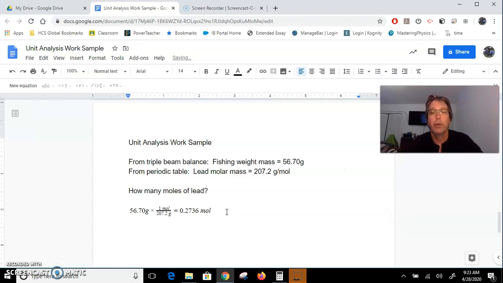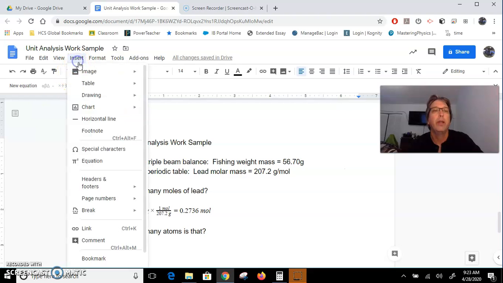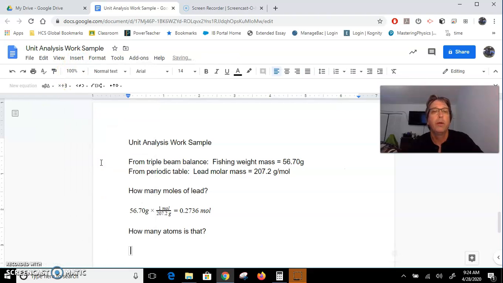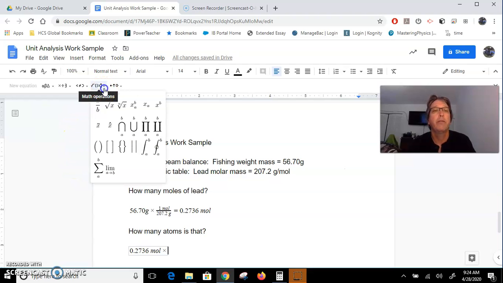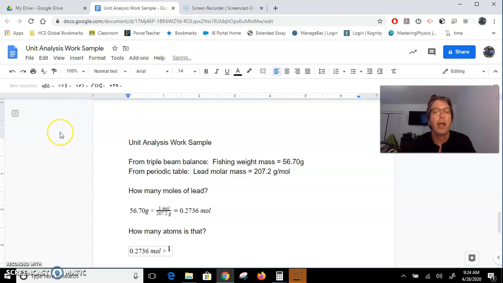Okay, so that's how we would type that in. Now, a lot of times that's not enough, and we'll ask the question, how many atoms is that? Well, we can figure that out also. All we have to do in our little equation editor is insert an equation one more time, and we'll start with what we just figured out, 0.2736 moles. And we go, now times, and then good old Avogadro's number. Now remember, this is again a conversion factor, so it's going to be a fraction.